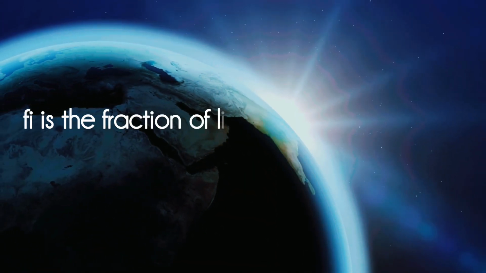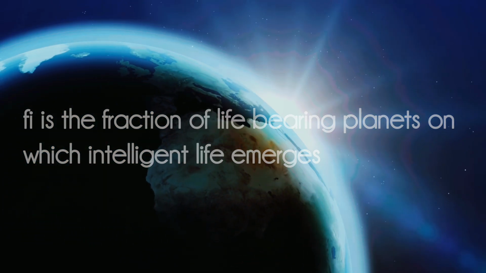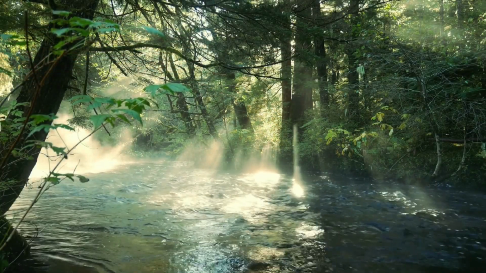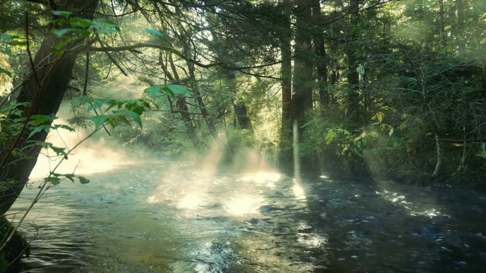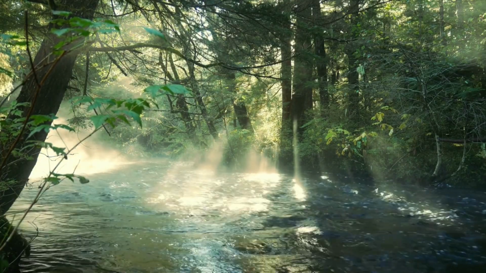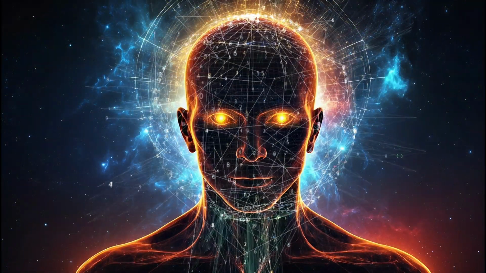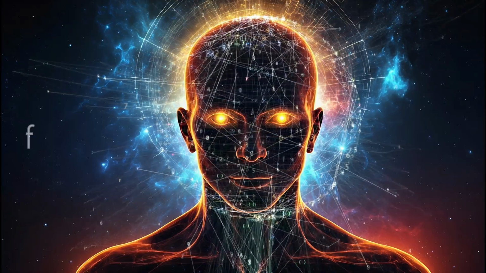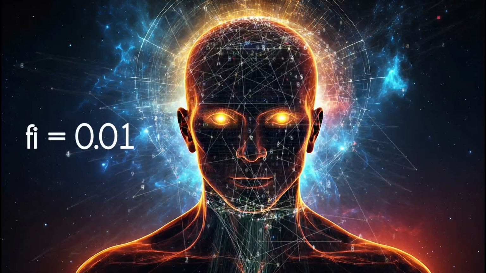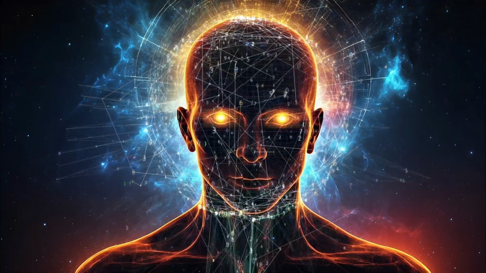Next comes Fi, the fraction of life-bearing planets where intelligent life evolves. Life doesn't always mean intelligence. Microbes or plants could fill a planet without ever developing reasoning or technology. On Earth, it took billions of years for intelligent beings like humans to evolve. So, scientists often assume Fi equals 0.01: 1 in 100 life-bearing planets give rise to intelligence.